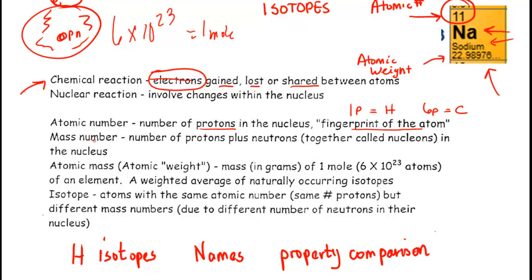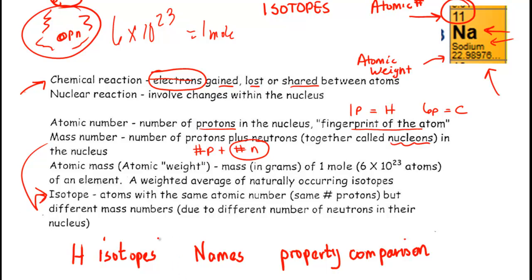We have a mass number, and you will not see that on the periodic table. The mass number is the number of protons plus the number of neutrons in the nucleus. And together these are called nucleons because they all are in the nucleus. But the number of neutrons is where one atom can differ from another. And this is where we get the possibility of having isotopes.